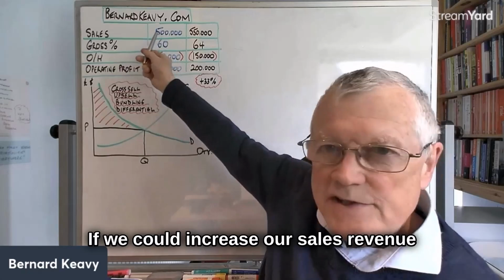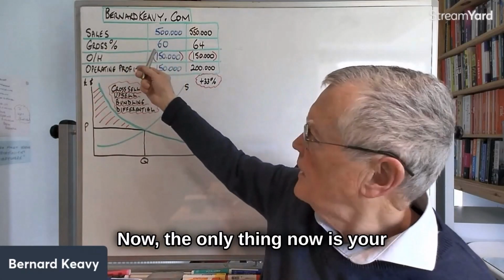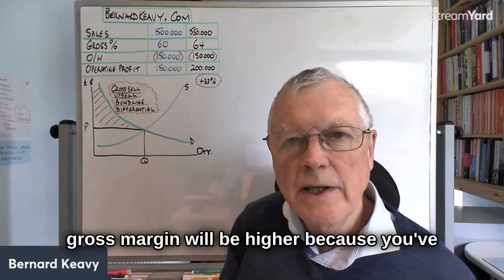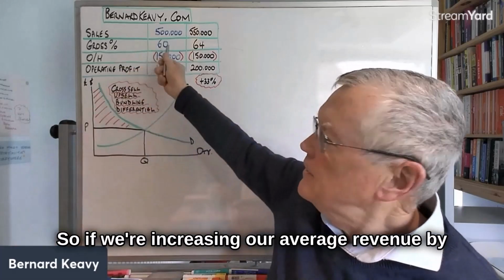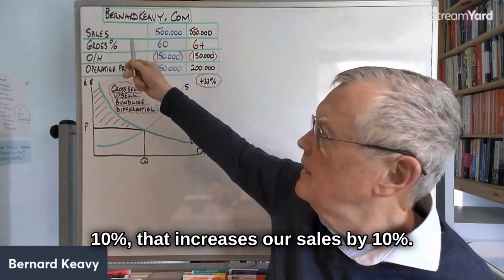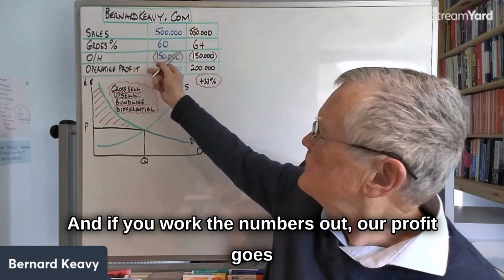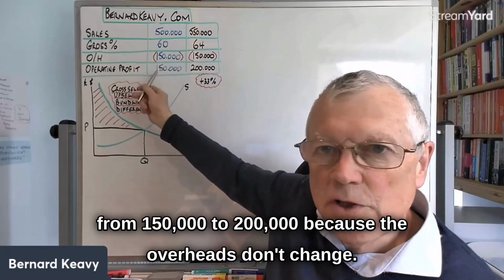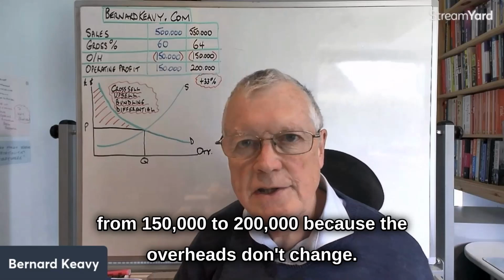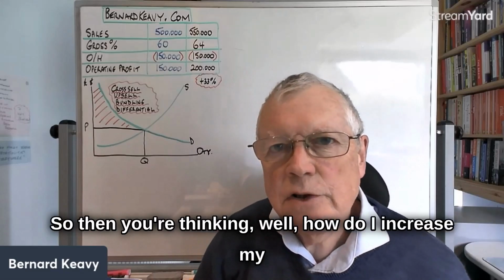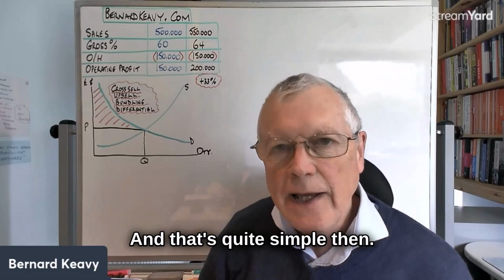If we could increase our sales revenue by 10%, then the same figures apply. Now, the only thing now is your gross margin will be higher because you've got a higher average revenue coming in. So if we're increasing our average revenue by 10%, that increases our sales by 10%. It increases the margin by 10%. And if you work the numbers out, our profit goes from 150,000 to 200,000 because the overheads don't change. So then you're thinking, well, how do I increase my average revenue by 10% without putting my prices up? And that's quite simple then.